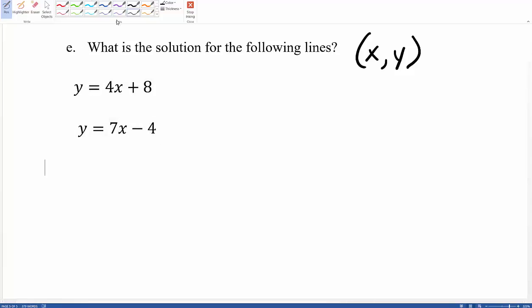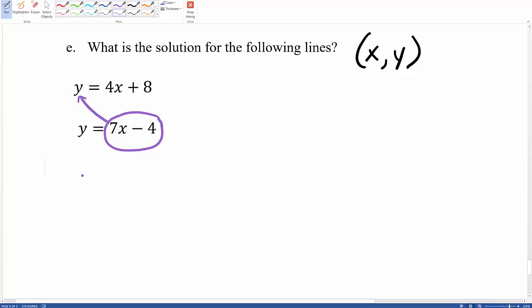Now, how we actually discover that is we know that y is equal to 4x plus 8. And at the same time, we know that y is equal to 7x minus 4. Since they're both equal to y, we can take this bottom one, the 7x minus 4, and throw it into the y in our top equation. Because again, the 7x minus 4 is equal to y. So we can just substitute it or replace it with this y in the top one.